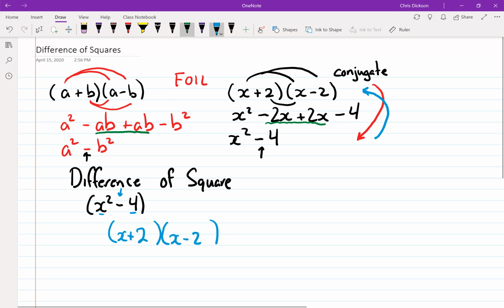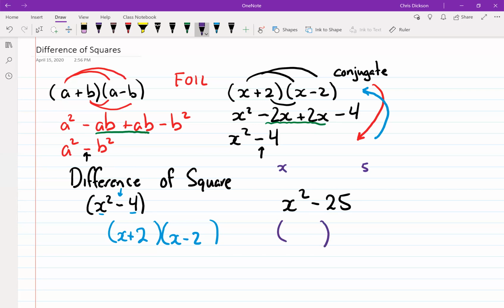So why don't you try the next one here? Let's make this x squared minus 25. Okay, so is this a difference of squares? Well, we definitely have a difference, and we know 25 is a perfect square. Square root of 25 is 5. And we know x squared is a perfect square. Square root of x squared is x. So we should be able to factor this into our two conjugates.